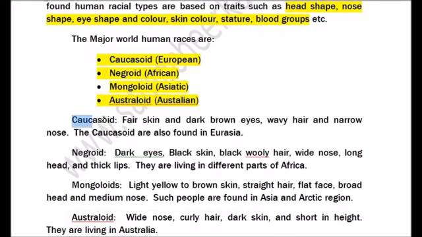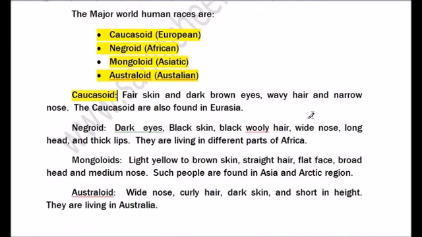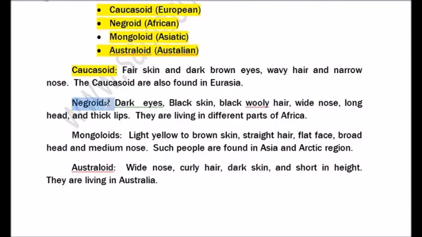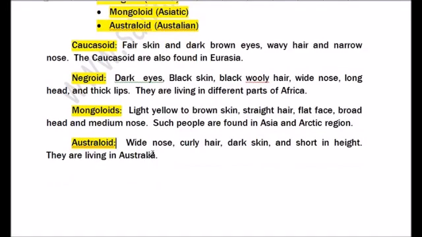Caucasoid, fair skin and dark brown eyes, wavy hair and narrow nose. The Caucasoid are also found in Eurasia. Negroid, dark eyes, black skin, black woolly hair, wide nose, long head and thick lips. They are living in different parts of Africa. Mongoloids, light yellow to brown skin, straight hair, flat face, broad head and medium nose. Such people are found in Asia and Arctic region. Australoid, wide nose, curly hair, dark skin and short in height. They are living in Australia.